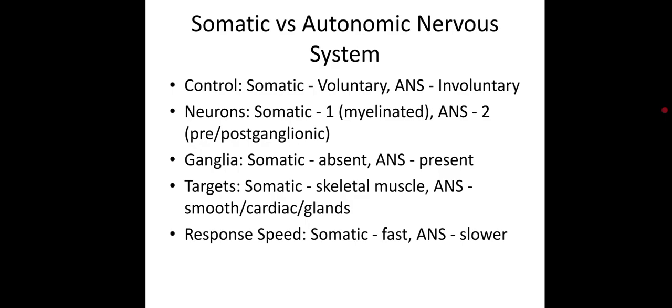What about targets? I have told you about targets, that in somatic, target is skeletal muscle, that is also in the cholinergic control, and M receptors are present in the neuromuscular junction, a junction between the neuron and the muscle. While autonomic nervous system controls smooth muscles, cardiac muscles, and glands.